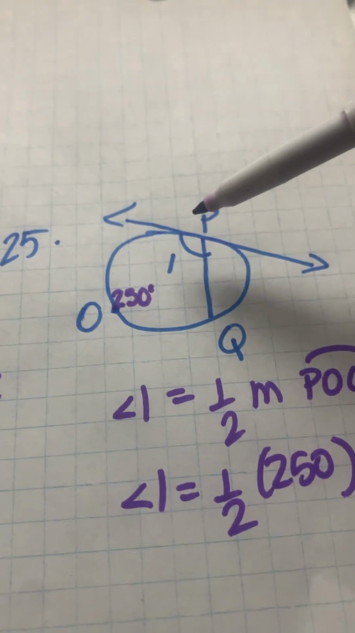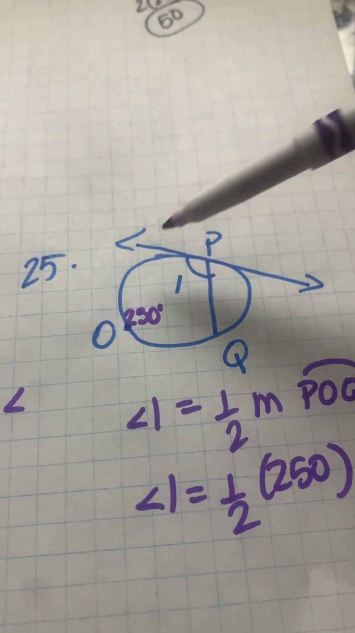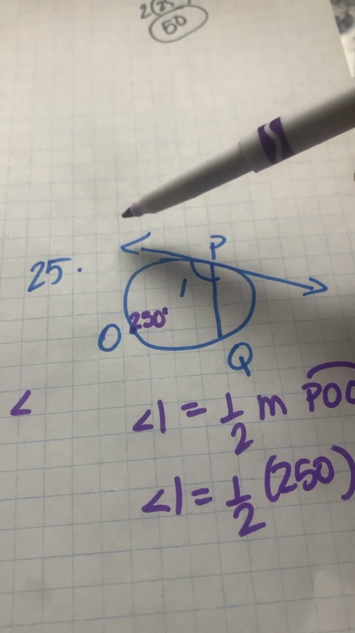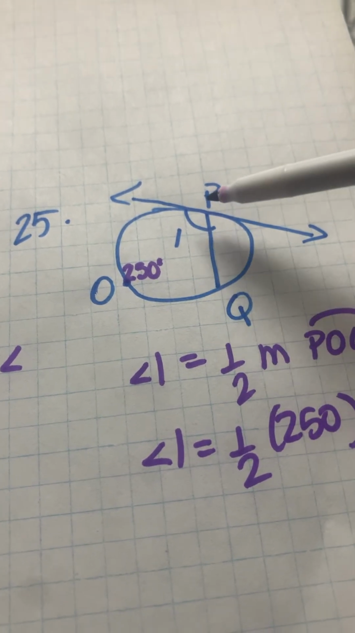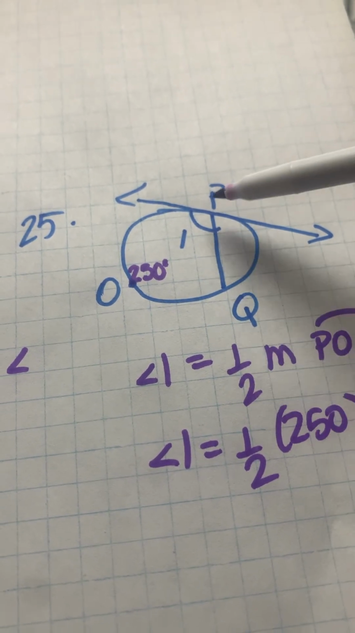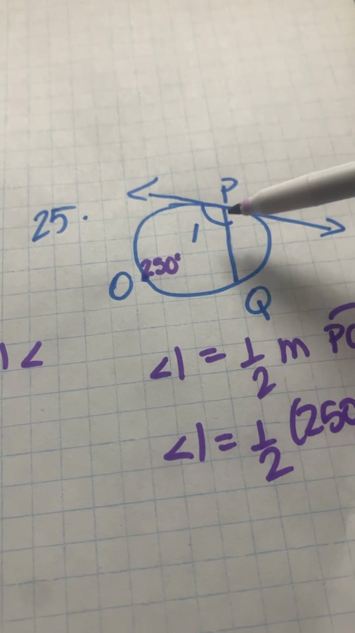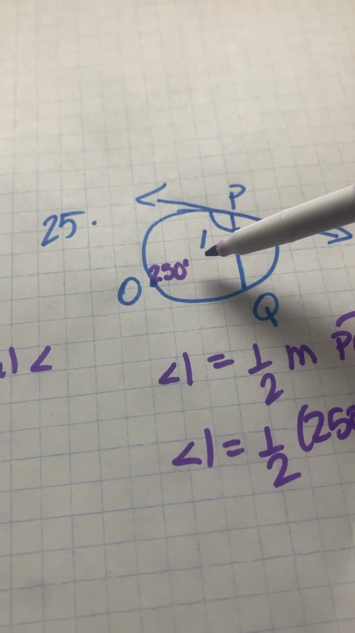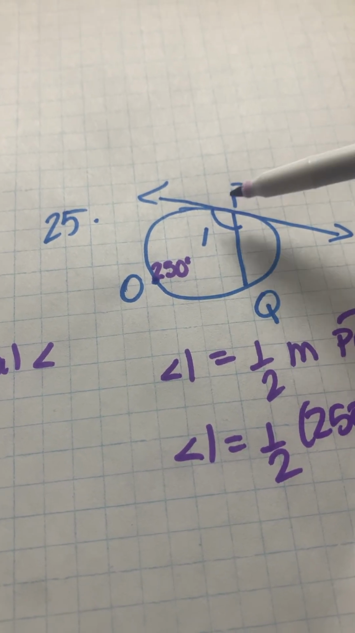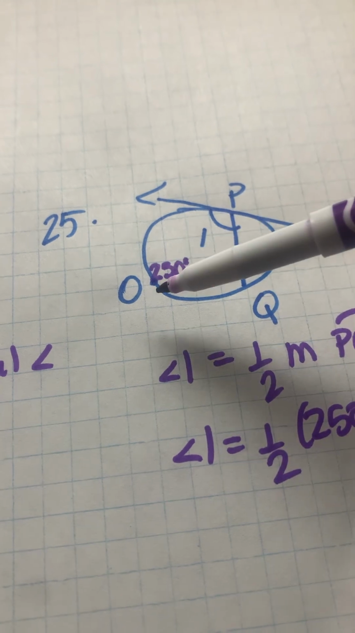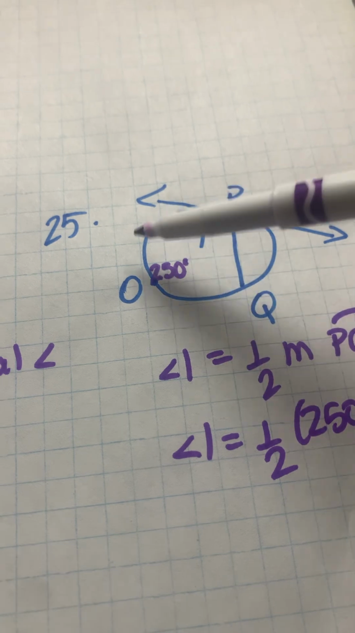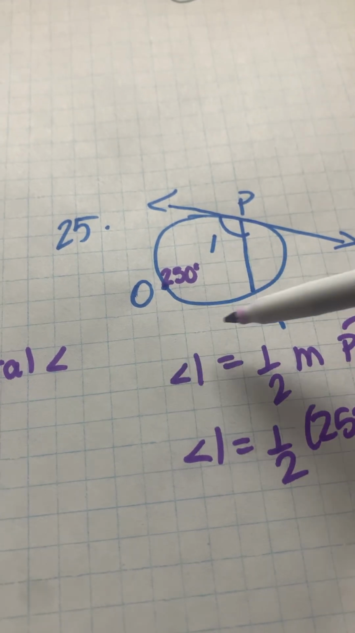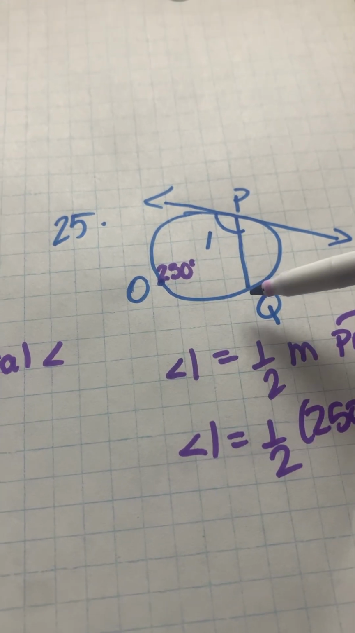25, in this picture I drew really bad, sorry. We have a circle. At point P, we have a tangent line. We have a secant line, that's PQ, or a chord. I can't remember, maybe it's a chord. And the center isn't even on here, so this is definitely not going to the center. And they give you another point O. And they want angle 1, and they tell you this arc, POQ, is 250.